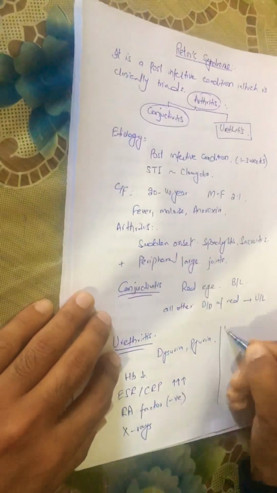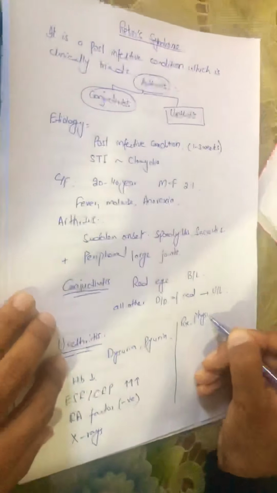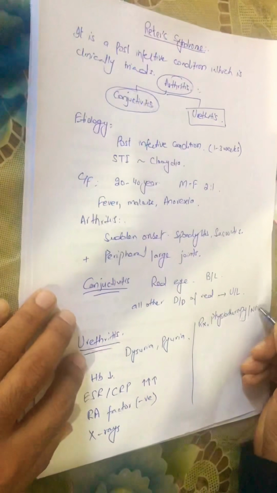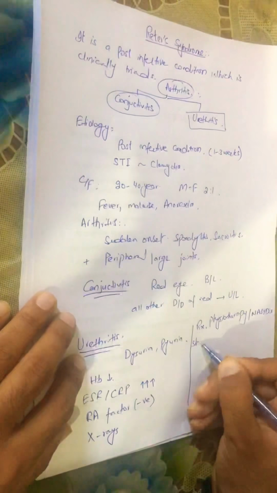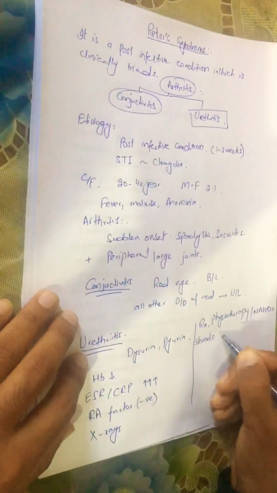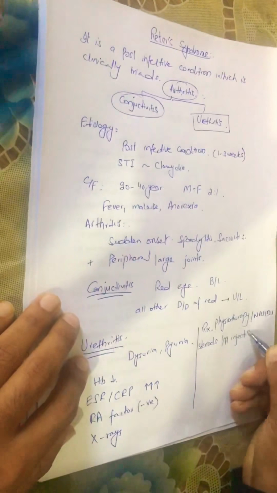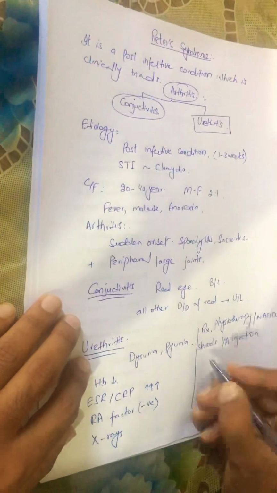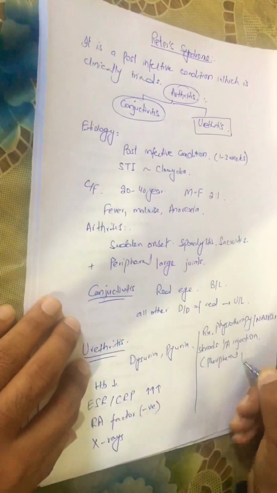So now we can talk about the treatments. In treatment, mainly physiotherapy and analgesics like that. We can use steroids too, intra-articular injections, but you must remember that it's only used in the case of peripheral joints.